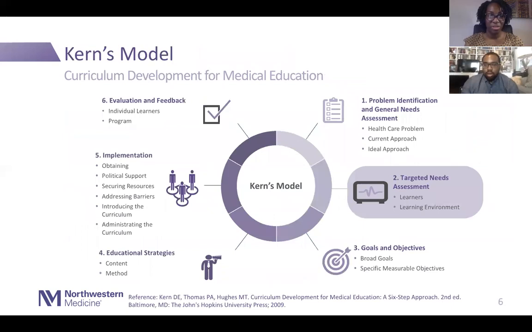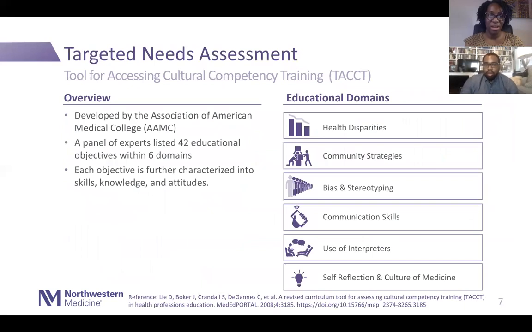The next thing we did was to find a targeted needs assessment. Now, there's a lot of surveys out there, but the one that we decided to use was the Tool for Assessing Cultural Competency Training, or the TACT survey. Now, this was developed by the Association of American Medical Colleges for use in medical schools, and they brought a group together of experts who decided to figure out what aspects encompassed cultural competency. They found 42 educational objectives, and they broke them down into the 6 domains listed there.